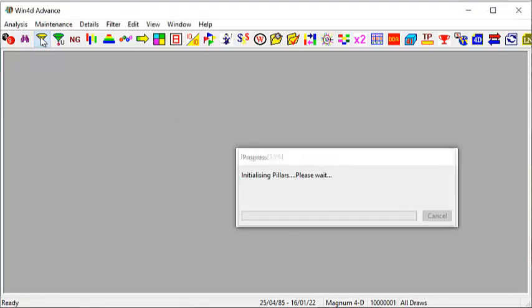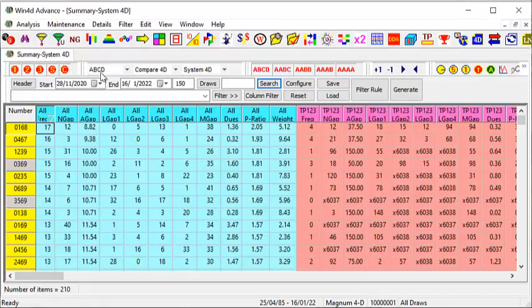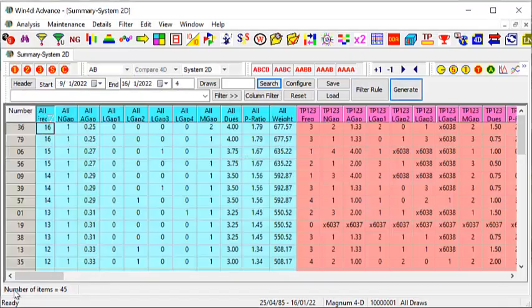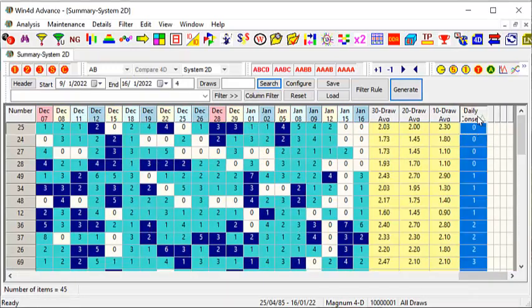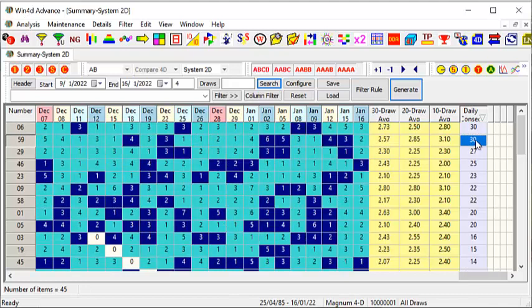Okay, Magnum, we can try another method, right? So trying to show you more, alright? This is Magnum right now. Go into System 2D, click Generate. Now in Magnum, if I were to base it on the most frequent, of course, it is 06 and 59. But what caught my attention right now is actually 45.